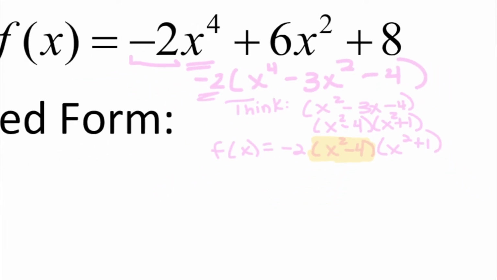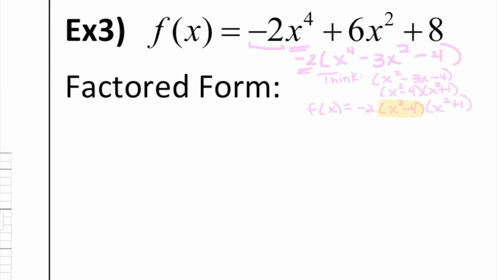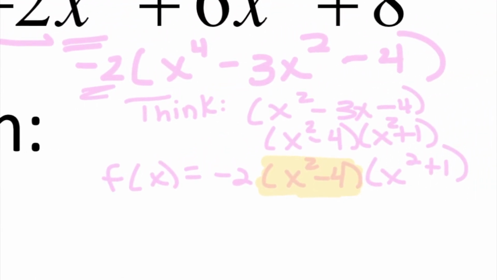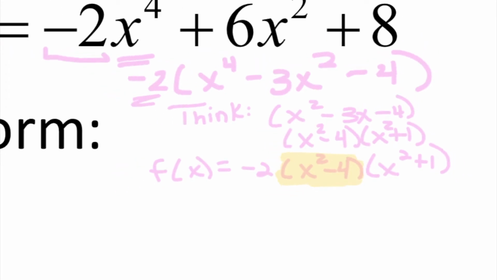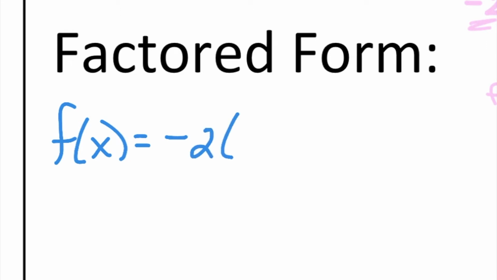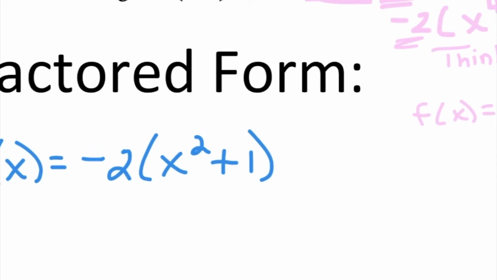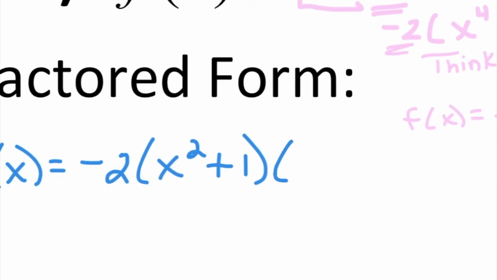And so your final factored form here is going to be, let me zoom in on this for a second for you to write stuff. Your final factored form here then is going to be f of x equals, and you have to keep that -2 when you write it. X squared plus 1 cannot be factored any farther. And then x squared minus 4 becomes x plus 2, x minus 2.